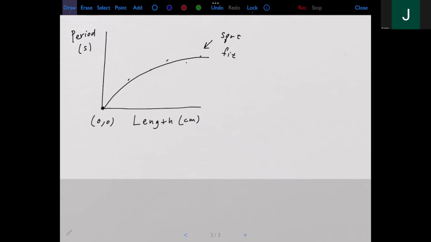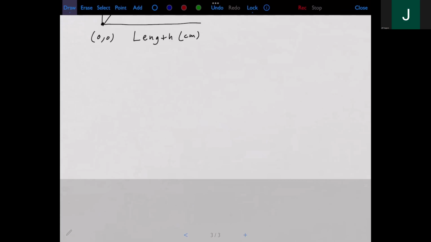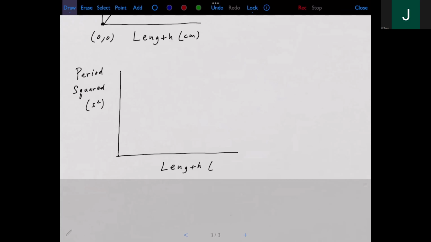Okay, question 17 is going to ask you to plot period squared versus length, and that turns out to be linear. So when you plot period squared, which is seconds squared, versus length, again, make sure you include 0, 0. This one you're going to find is linear. So let's say that's your data. You want to do a linear fit. This is a linear fit that you can just choose from the menu of options, right? Linear fit is one of them.